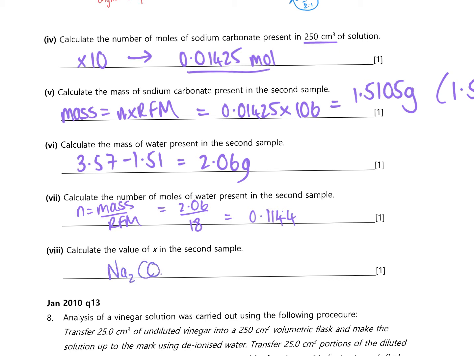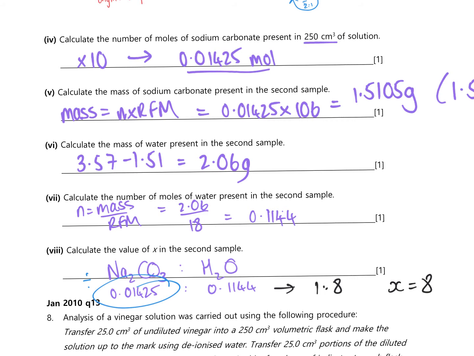And finally, calculate the value of X in the second sample. You're doing your ratio of the moles of sodium carbonate to water. So that is 0.01425 to 0.1144. You divide by your smallest number of moles, which is this one of sodium carbonate. So divide by this, and that gets you a ratio of 1 to 8. And so therefore X is equal to 8.